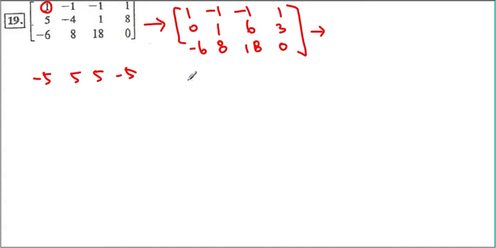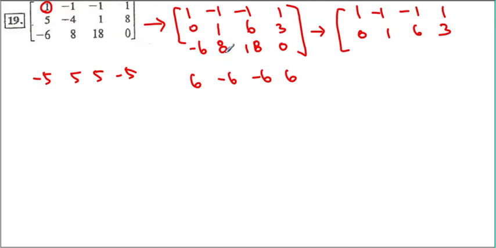So first one by 6, then we get 6, -6, -6, and 6, and then 1, -1, -1 and 1, 0, 1, 6, and 3. So when I add up the third row and 6 times the first row, we get 0, 2, 12, and then 6. And then now what I can do is multiply this one by 2 and subtract it from the last one.